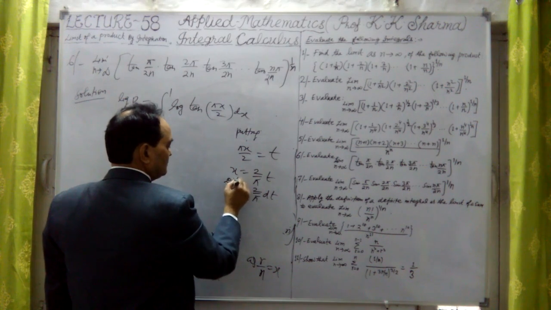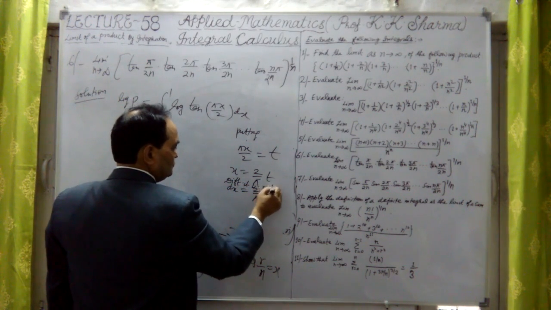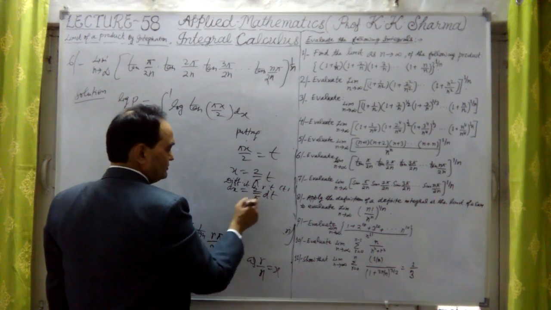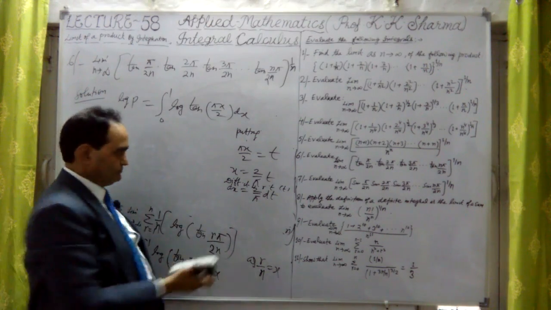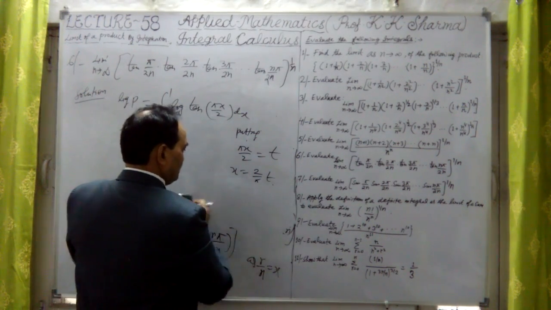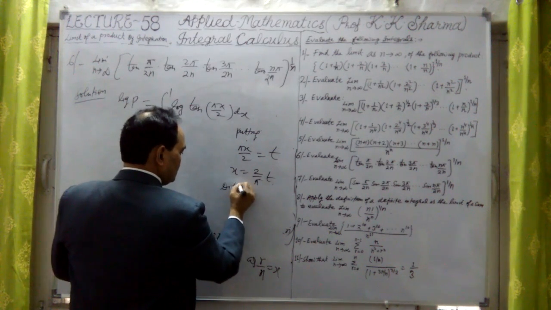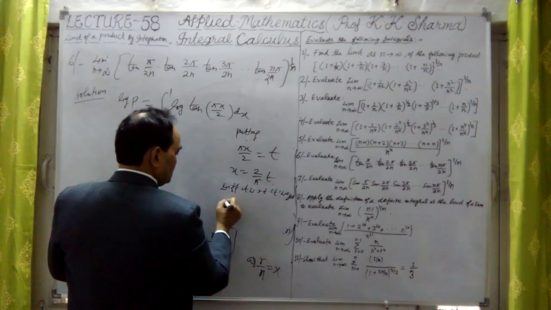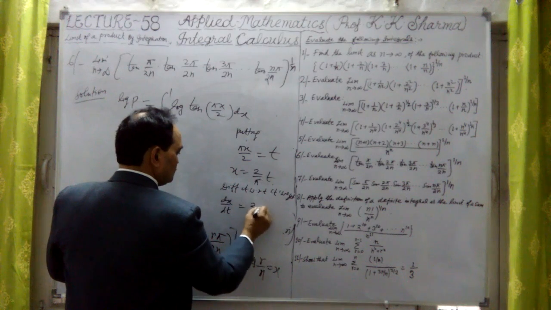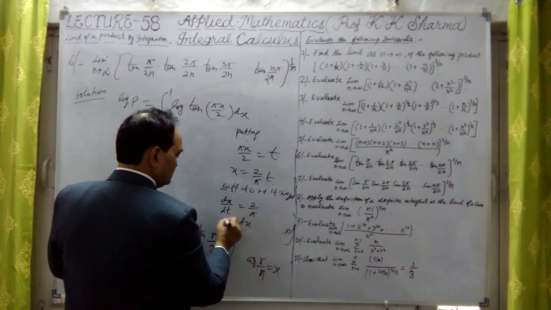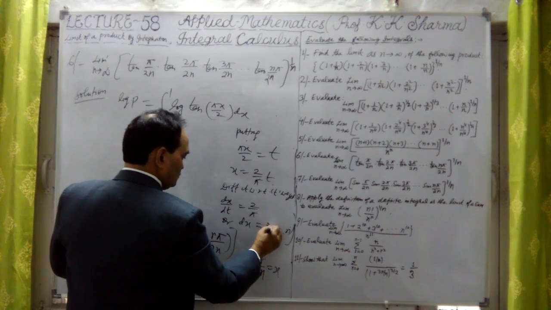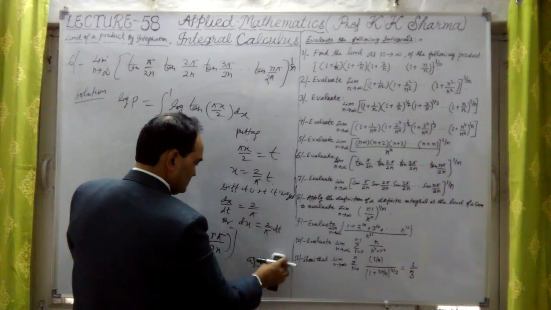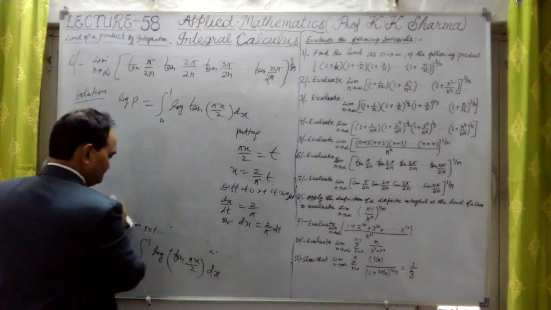Differentiating it with respect to t, we get dx upon dt equal to 2 upon pi, or dx equal to 2 upon pi into dt. Let me write clearly. This is the value.